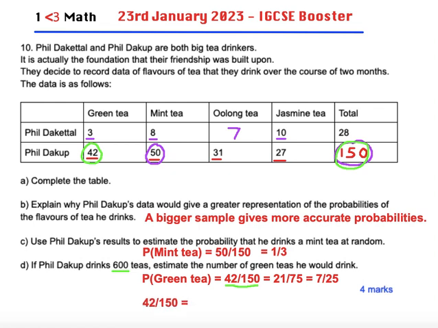42 out of 150, double numerator and denominator. It's equal to 84 out of 300. And 84 out of 300, again double the numerator and the denominator. It's 168 out of 600. Now that wouldn't be our final answer because the question is asking us to estimate the number of green teas that he would drink. So it's 168 green teas.